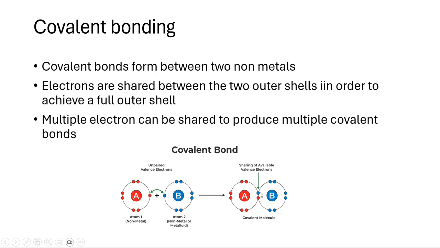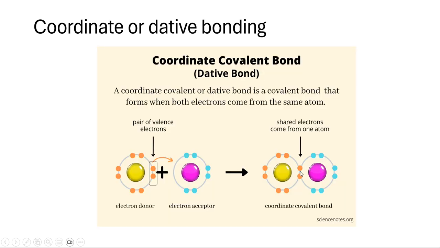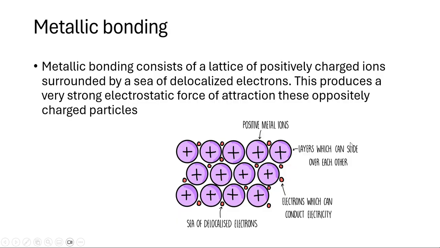Look at the shared one. One's red, one's blue. Whereas now, they're both yellow. Do you see that? This is called a coordinate bond, yeah? Calm. Metallic bonding.